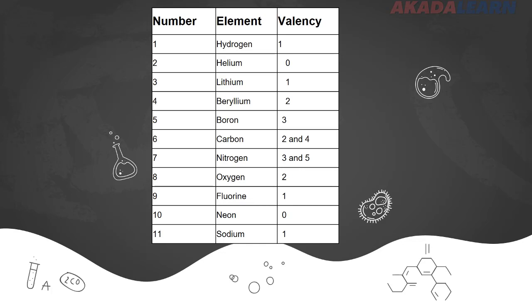Oxygen has a valency of 2. Fluorine has a valency of 1. Neon, that is in group 0, will have a valency of 0. And sodium in group 1 will have a valency of 1. Just like I told you, the number of valency will always tell you the group to which the atom would belong to.